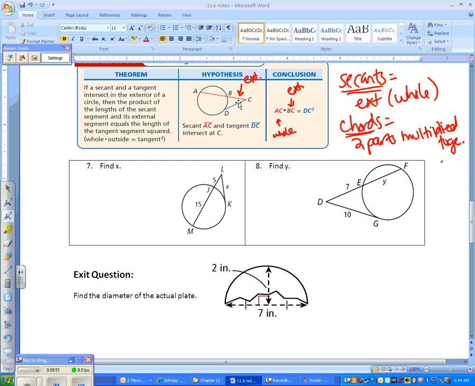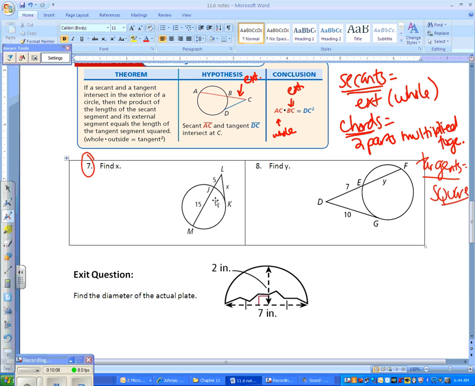Okay. Tangents are a little bit different. Tangents, if you look, it's just CD. There's only one part. So all you have to do for tangents is square it. So those are the 3 different types of line segments, and those are the 3 things you do to figure them out. So, okay, let's try 7. Find x.